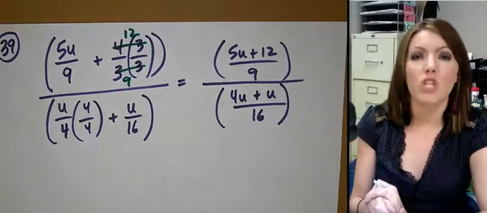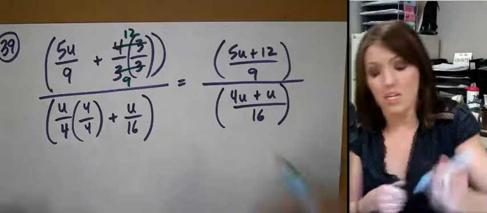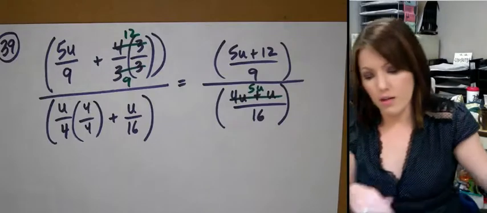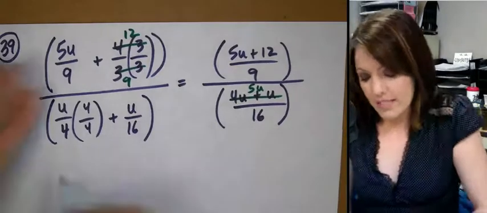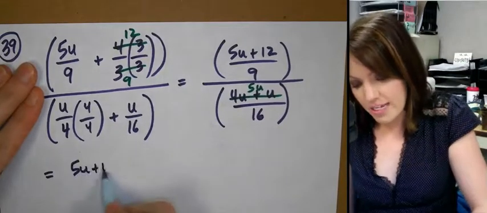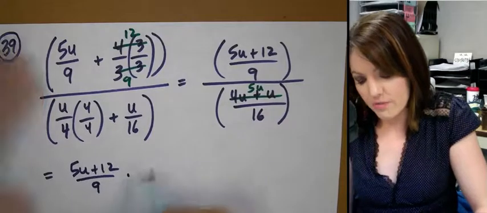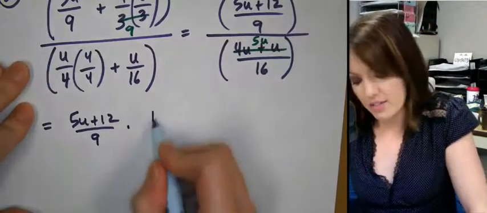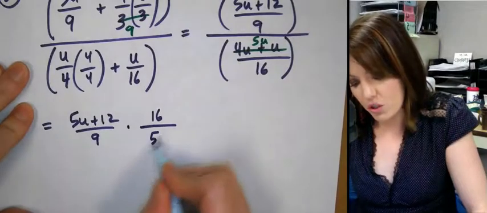Now, we're going to do same, change, flip, except I want to make a note that 4u plus u is 5u. So keep that there in your head. All right, same, change, flip. Numerator stays the same. Change the division to multiplication. And then flip the bottom so we have 16 over 5u.